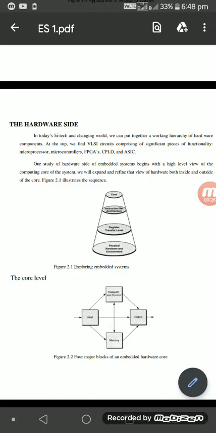Then how to convert between analog and digital. Next, there are input and output, different types of input and output devices, with examples. Next, serial communications. Next one is parallel devices. Next is wireless communications.